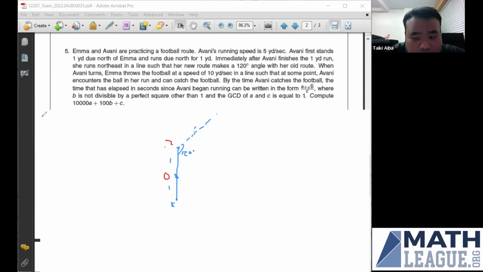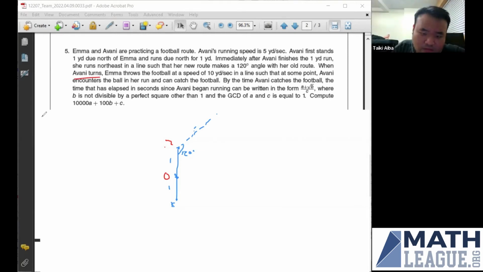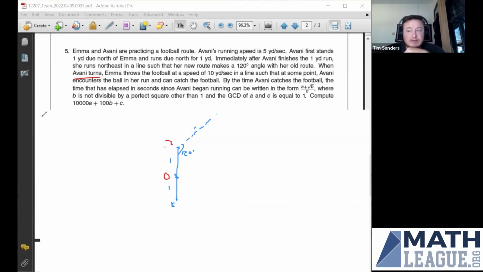So what do you think they mean when they say when a bunny turns? I assumed it meant the point where she moves northeast, starts running northeast. Yeah, but we don't have any other information about some change that she's making, right? So there's only one turn. We're basically turning 60 degrees clockwise to hit that new angle. Okay, so she wants a northeastern line, new route, makes a 120 degree angle.